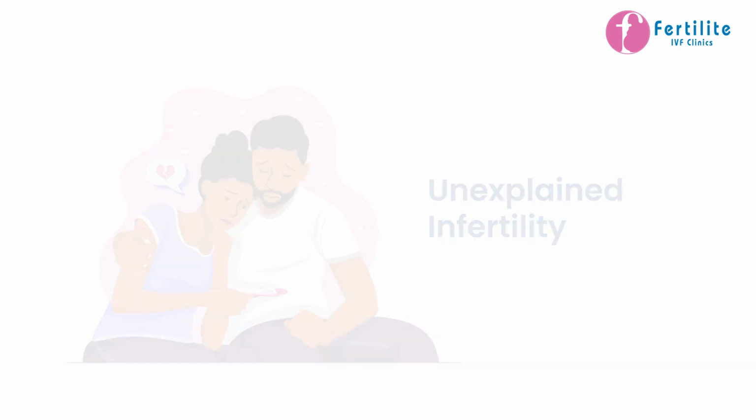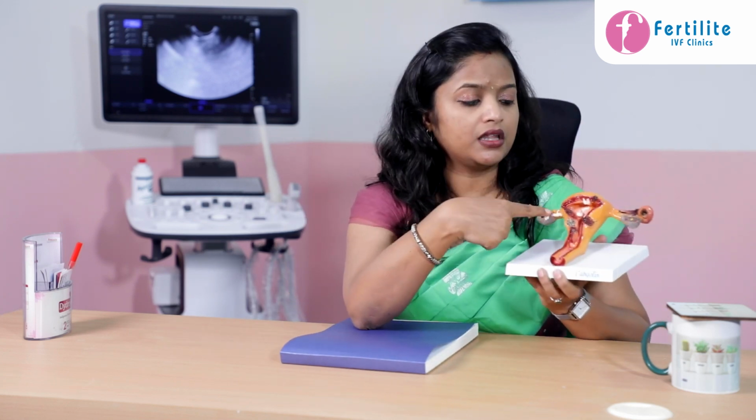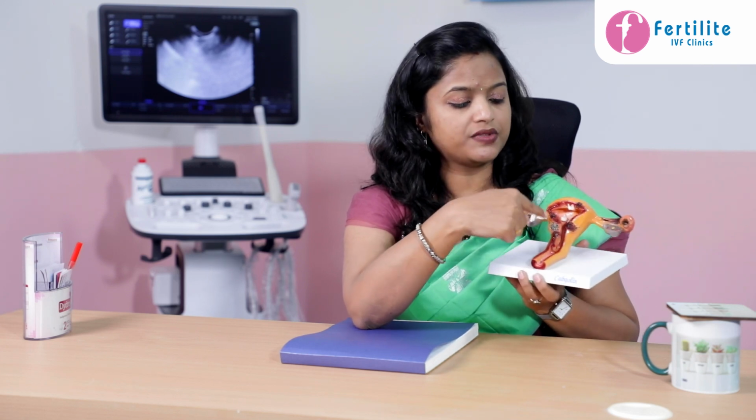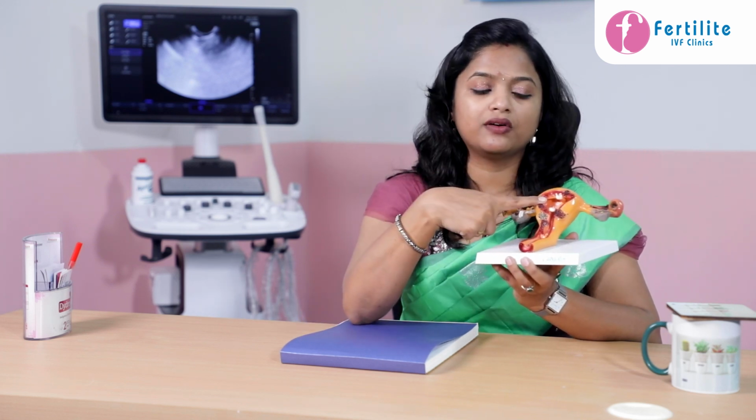When I talk about the causes of infertility in women, first you need to understand how the female reproductive organs look. These are the ovaries, these are the tubes, this is the uterus, this is the uterine mouth that we call the cervix, and this is the vagina. The causes might be at each level, so they will be divided as ovarian causes, tubal causes, uterine causes, cervical causes and vaginal causes.